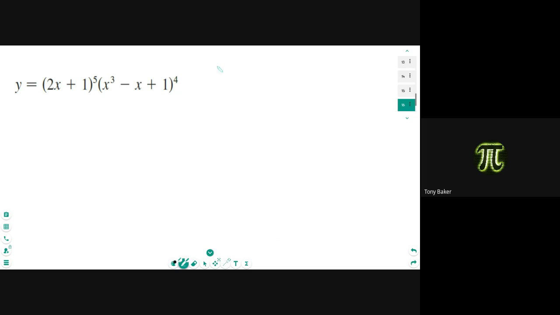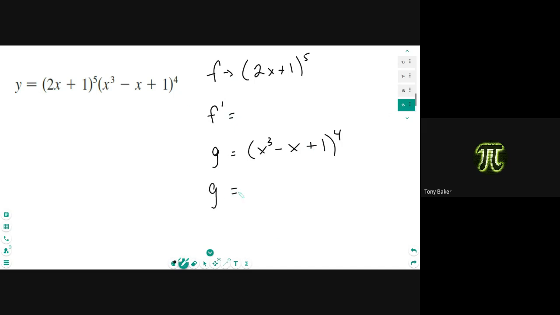So I have f, which is the 2x plus 1 to the fifth. And then I need to find f prime. And then I have g, which is x to the third minus x plus 1 to the fourth, which I then need to find g prime. Right? Because that's how I do the product rule. Okay. Now, what makes this problem a little more complicated is how do I find the derivative of this? The 2x plus 1 to the fifth power.